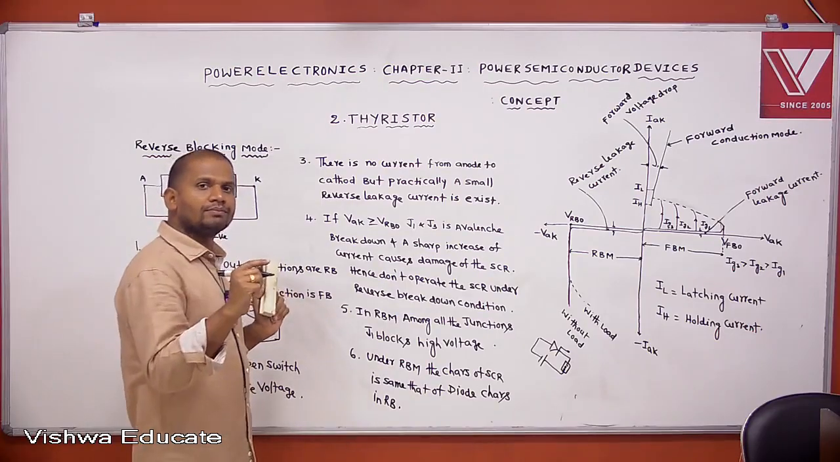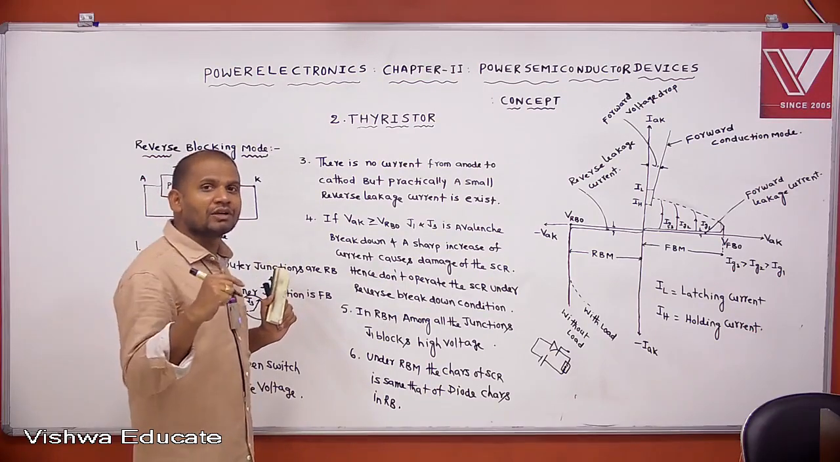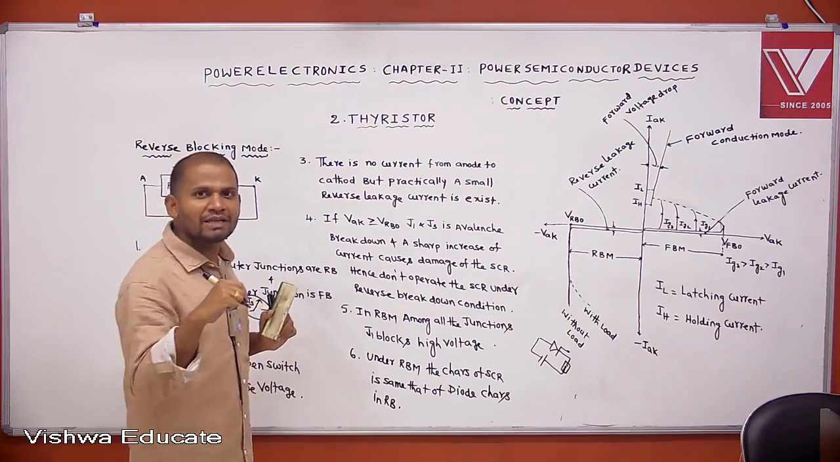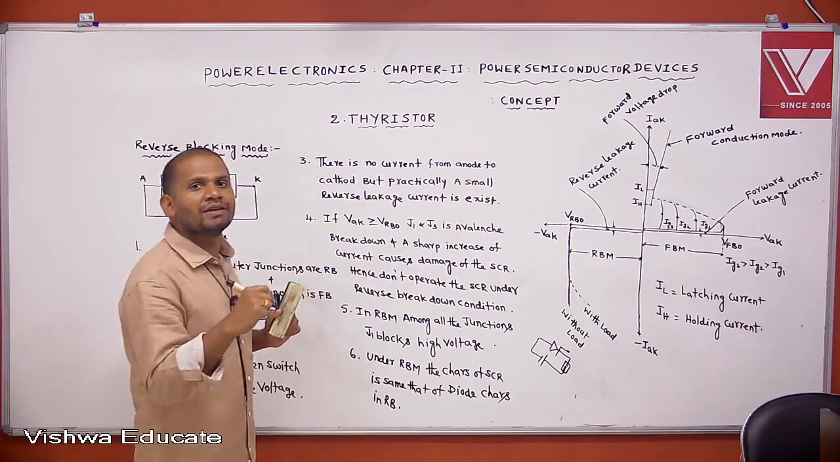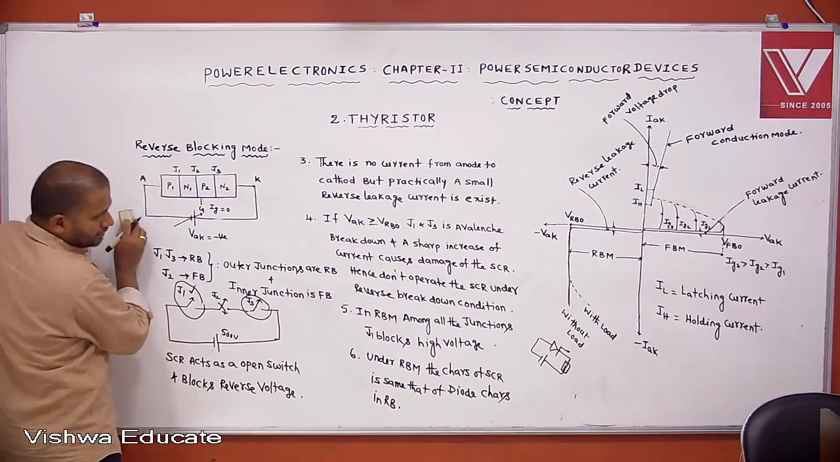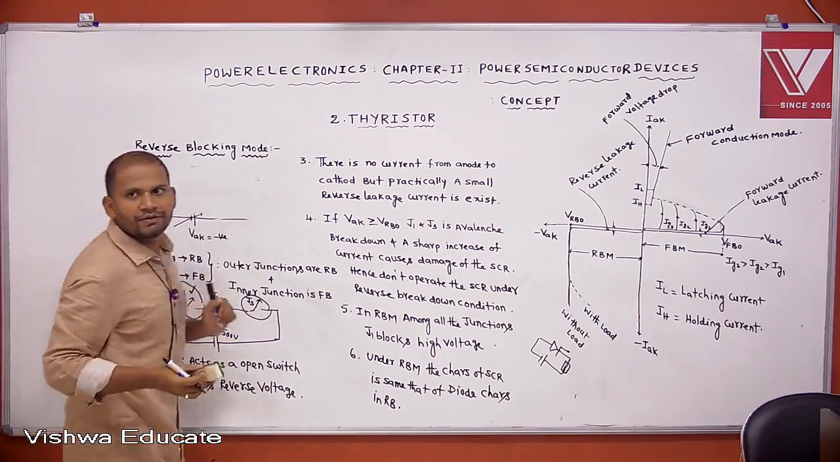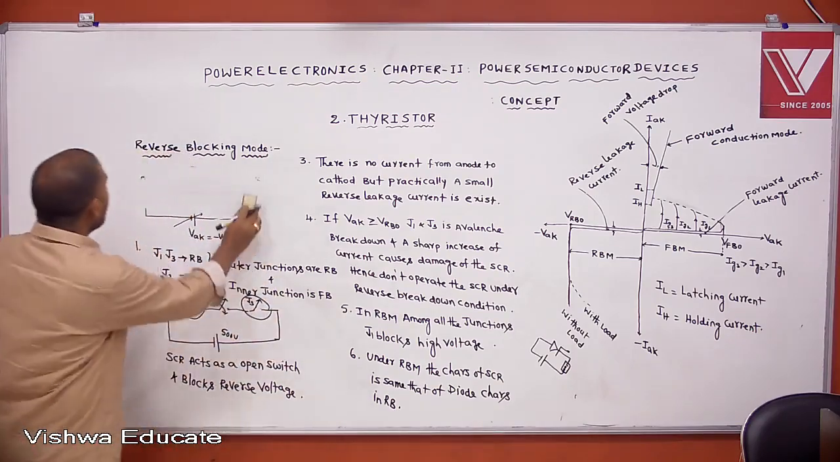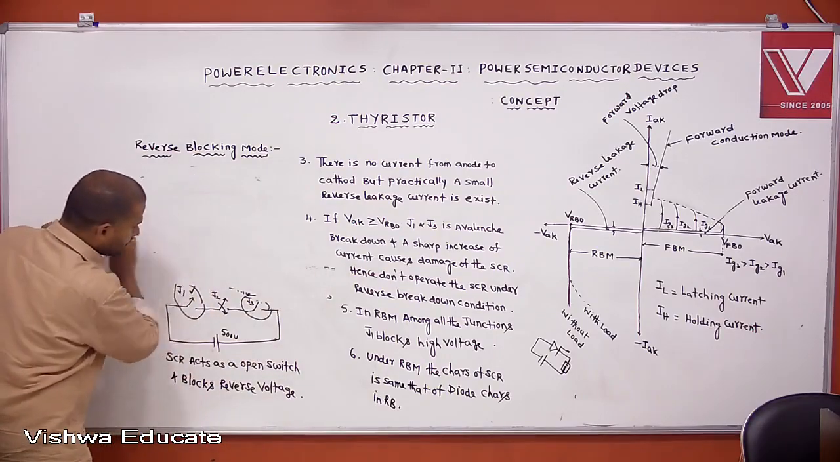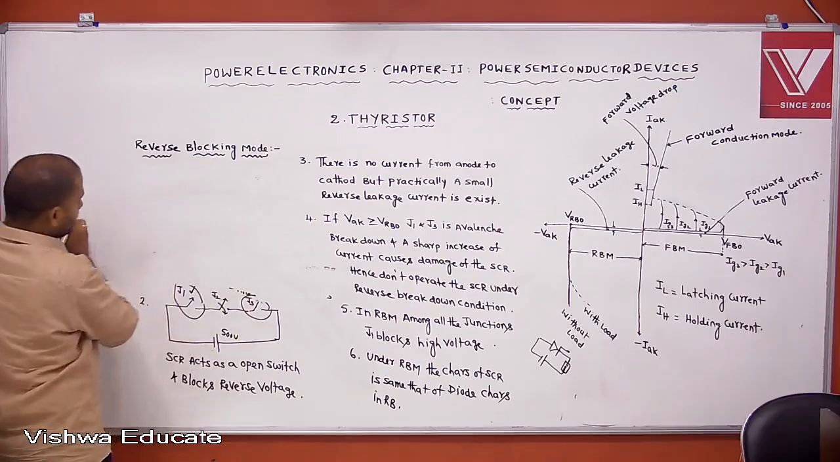Now you tell me, under reverse bias condition, if the gate supply is given, what happens? You will see. This is the seventh observation. Under reverse bias condition, if the gate supply is given, what happens?